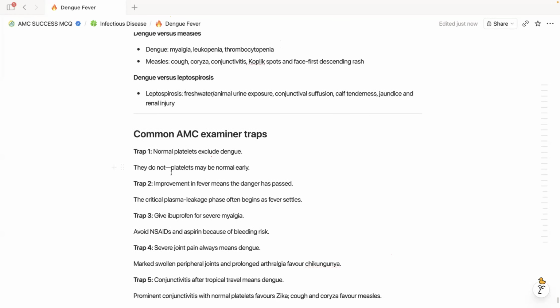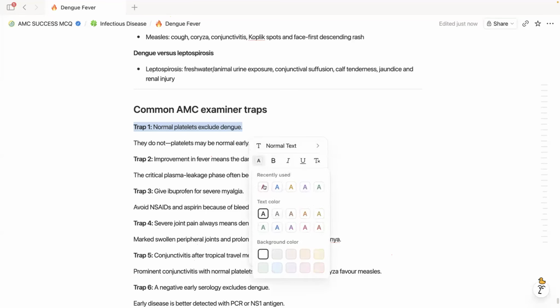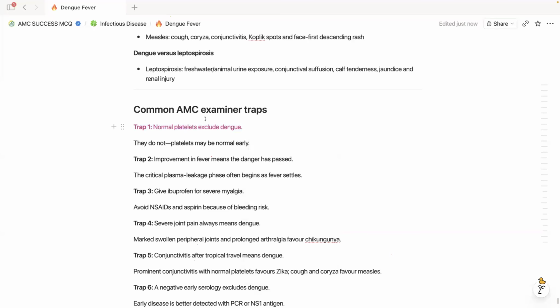Now the common exam traps, this is very important. Normal platelets exclude dengue. This is a trap, platelets may be normal. So never think about ruling out dengue if there is a normal platelet count, because the platelets can be normal in the early phase of dengue.